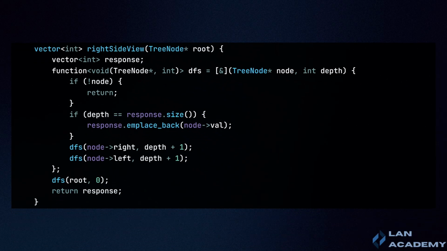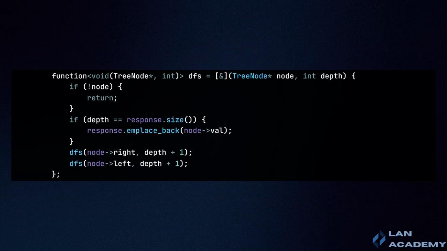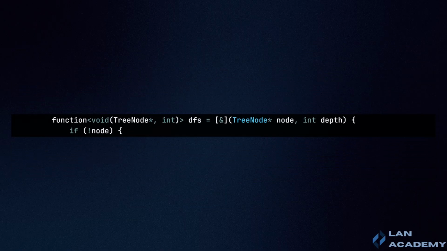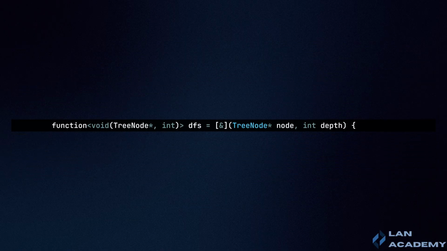To perform the DFS traversal, we define a DFS lambda function inside rightSideView. This DFS function takes two parameters, a pointer to a tree node, the current node, and an integer representing the current depth. The DFS function is designed to explore the rightmost subtree first, ensuring that the rightmost nodes are encountered before the leftmost nodes at each depth.